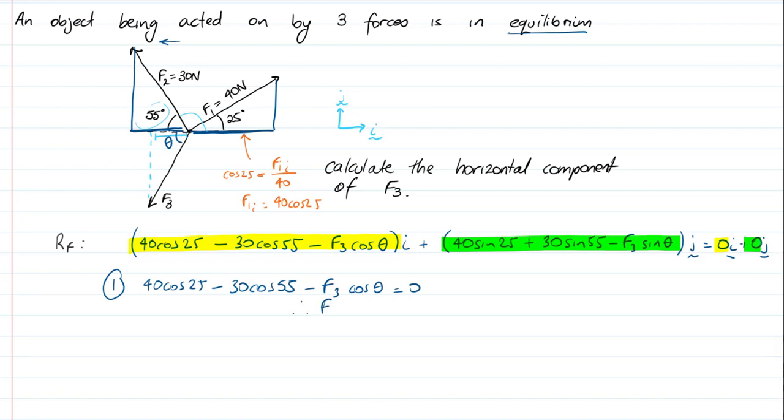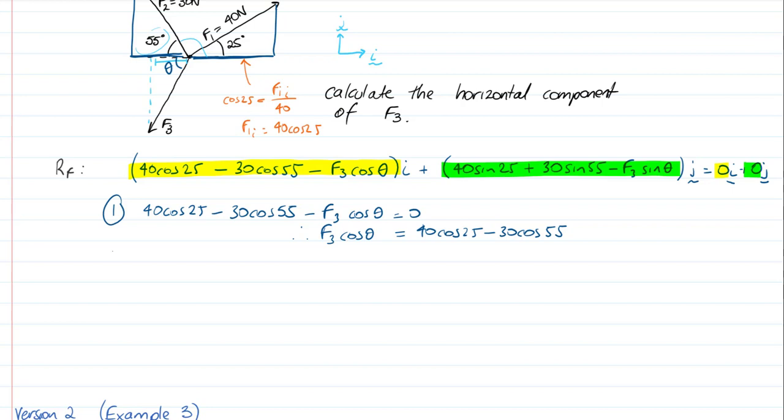And therefore, I'll do a little bit in one go here. F3 cos theta is equal to 40 cos 25 minus 30 cos 55. And don't worry, the negatives and positives are correct. And equation 2, for the same reason, I'm just going to skip to it. It's F3 sine theta equals 40 sine 25 plus 30 sine 55.